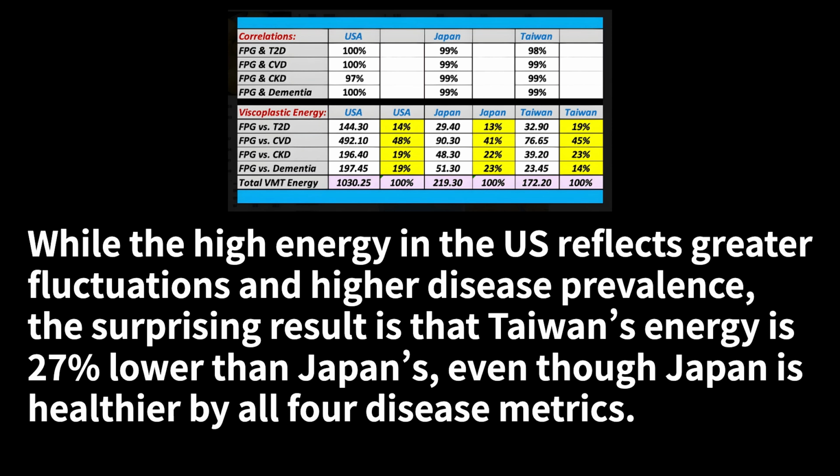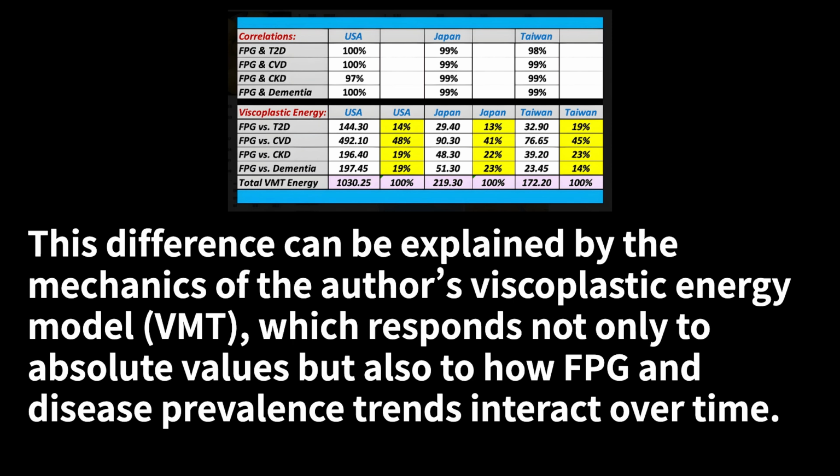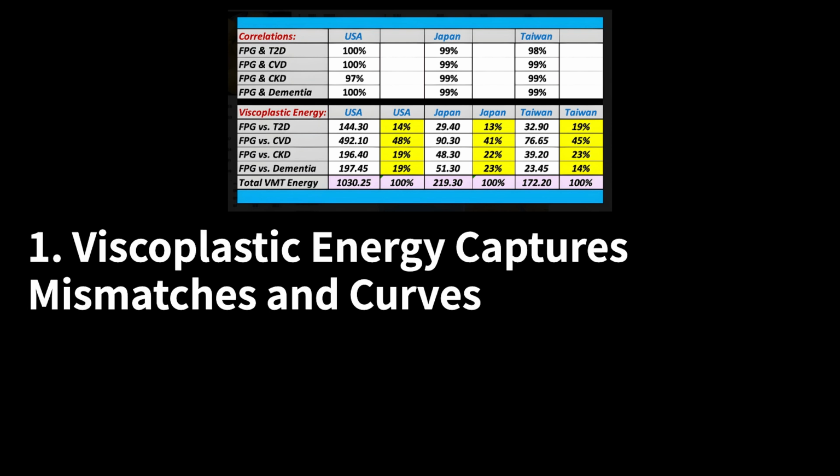Even though Japan is healthier by all 4 disease metrics, this difference can be explained by the mechanics of the author's viscoplastic energy model, VMT, which responds not only to absolute values, but also to how FPG and disease prevalence trends interact over time. 1. Viscoplastic energy captures mismatches and curves.